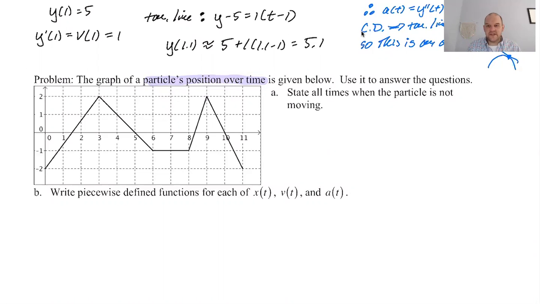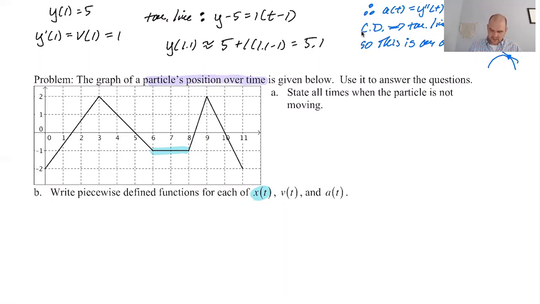A. State all times when the particle is not moving. All right. So this is position over time, right? Not velocity. So we're not looking for the zeros of this. We're looking for when position doesn't change. So when is position not changing? When you're just sitting here at -1, right? Your position is -1. So it looks like the function is named x of t in the next part. So x is just equal to -1 the entire time between 6 and 8.